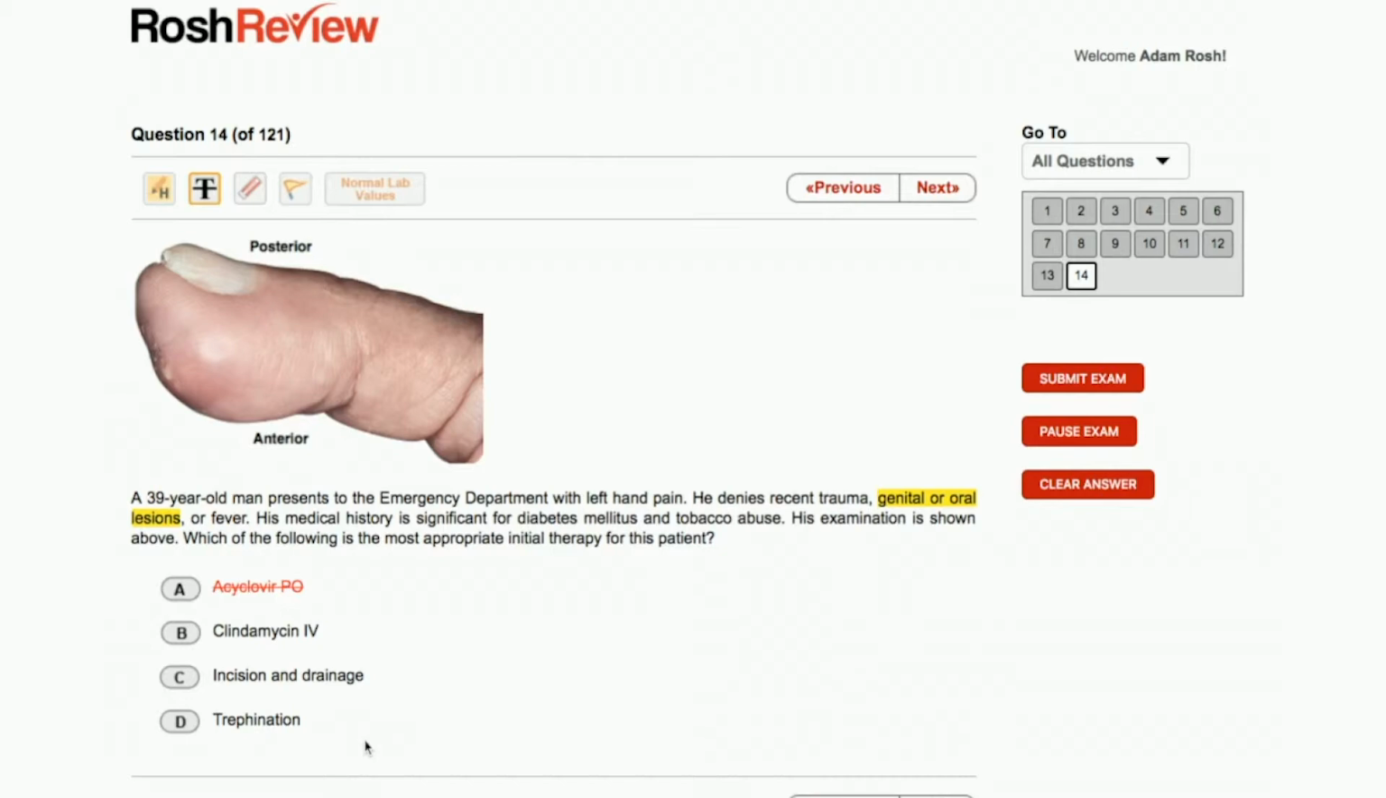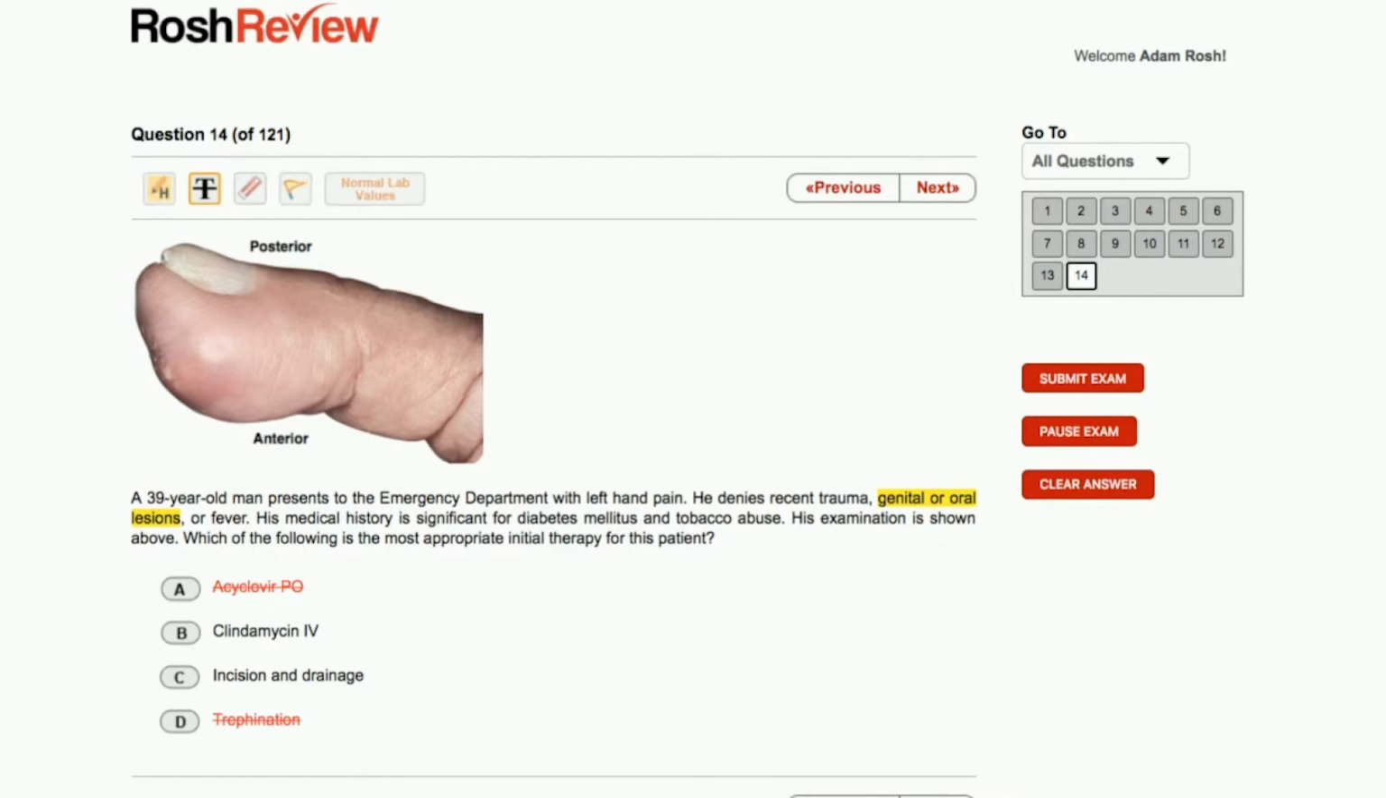D is trephination. Trephination is used less and less these days. Most commonly in the emergency room, we will see this for subungual hematomas, typically when there is blood underneath the nail. If there's 100% coverage of blood, trephination may be recommended in those cases. The literature is going back and forth with it. But in this case, there's no role for trephination here. So I am going to cross off trephination. So we're left with antibiotics or incision and drainage.